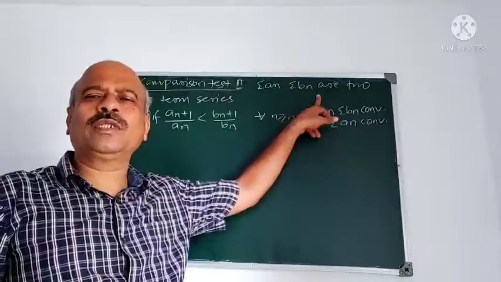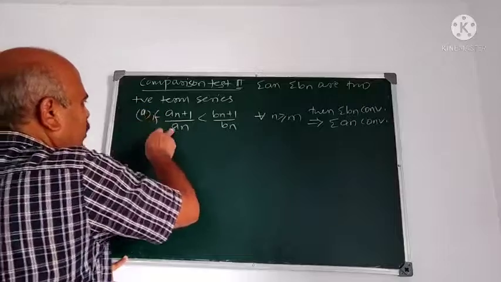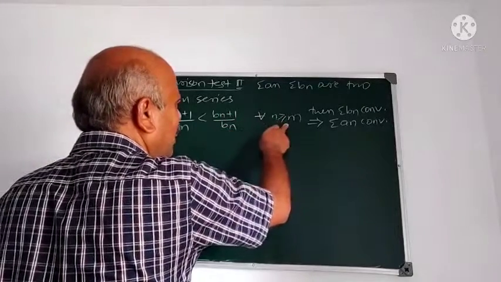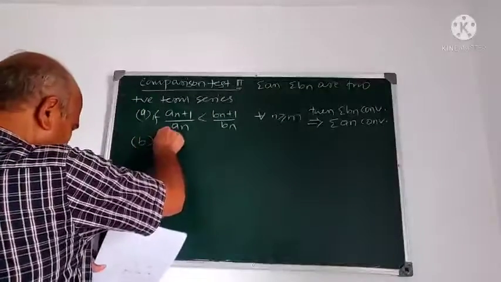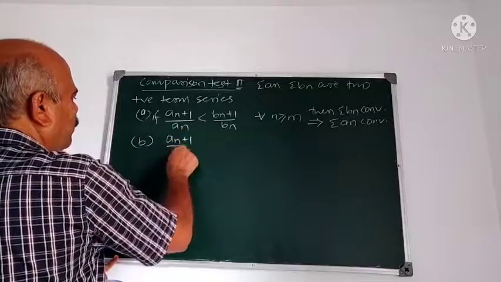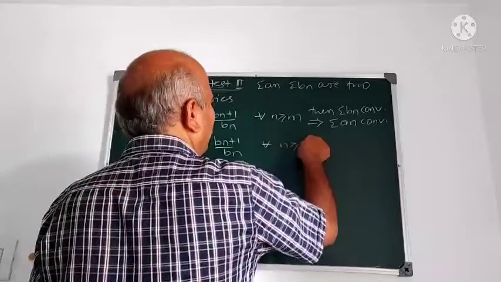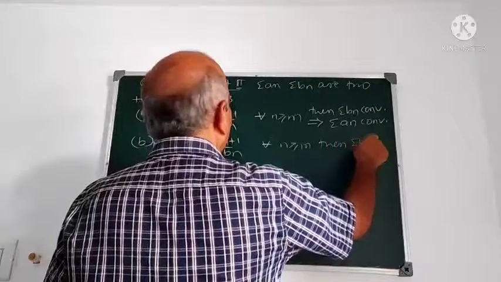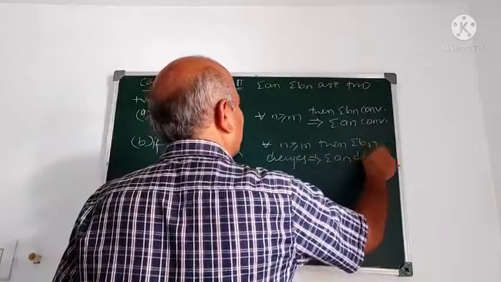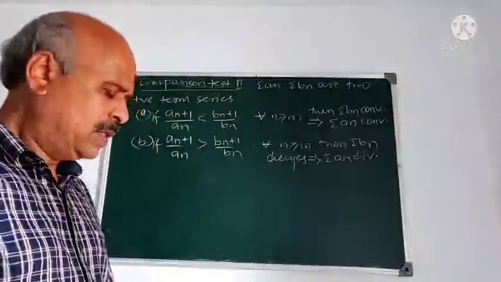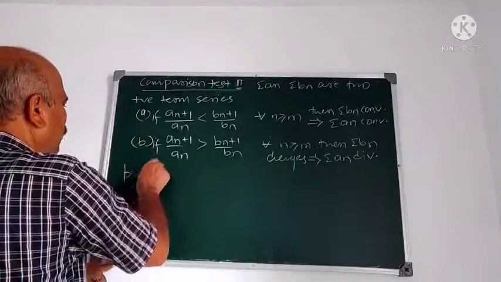See, we are dealing with positive term series now. Suppose sigma an, sigma bn are two positive term series. If, first case, an plus 1 upon an is less than bn plus 1 by bn for all n greater than or equal to m, then sigma bn converges implies sigma an converges. Case B, if an plus 1 upon an is greater than bn plus 1 by bn for all n greater than or equal to m, then sigma bn diverges implies sigma an diverges. This is comparison test 3. Now we prove this first.